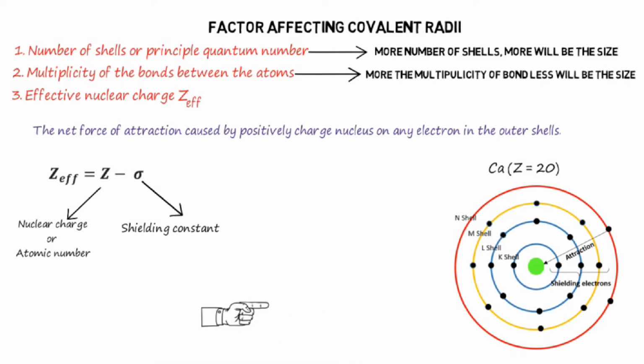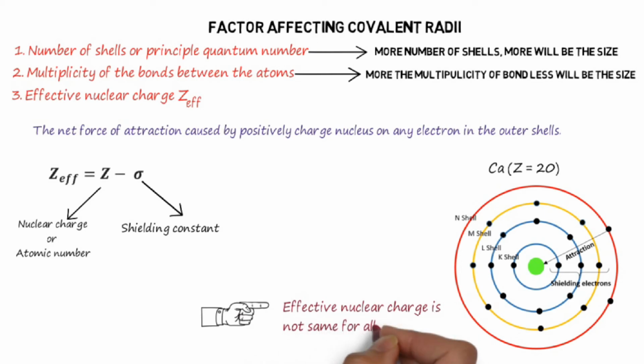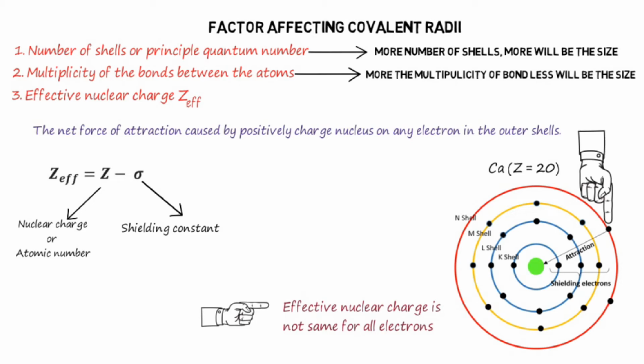The effective nuclear charge is not the same for all electrons, so we have to select an electron to find the effective nuclear charge felt by that electron. Since we are interested in atomic size, it is more logical to find the effective nuclear charge felt by an electron of the outermost shell. As we already know, the nuclear charge, that is atomic number, is 20 in this case. So to find effective nuclear charge, we have to first calculate the value of shielding constant, sigma.